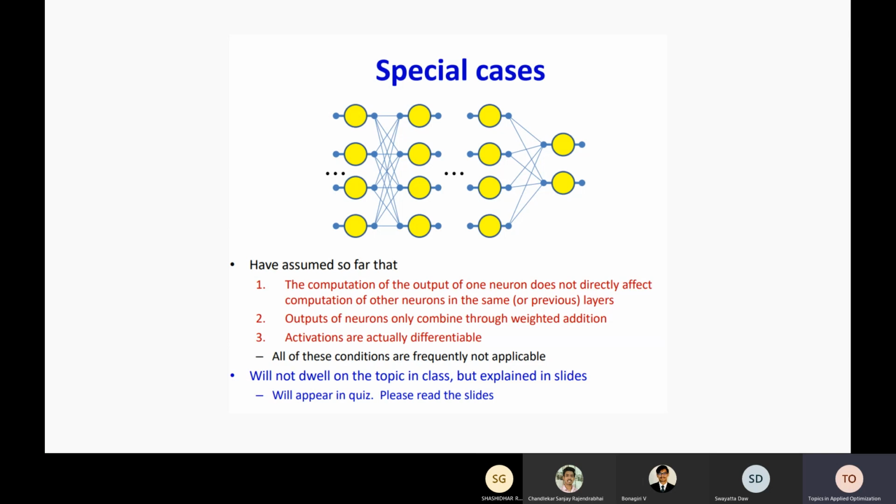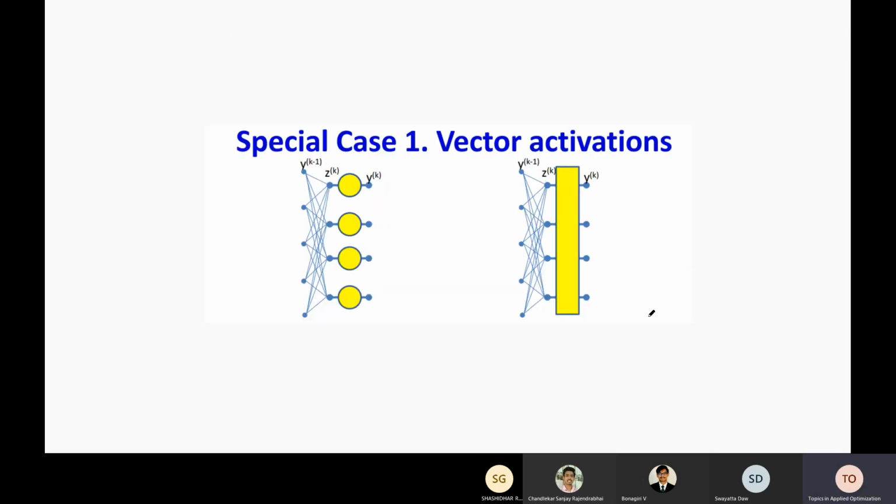There could be some special cases. What we have assumed so far is that the computation of the output of one neuron doesn't directly affect the computation of the other neurons in the same layer, and that outputs of the neuron only combine through weighted additions. Activations are always differentiable and so on. So there are a few assumptions we have made.